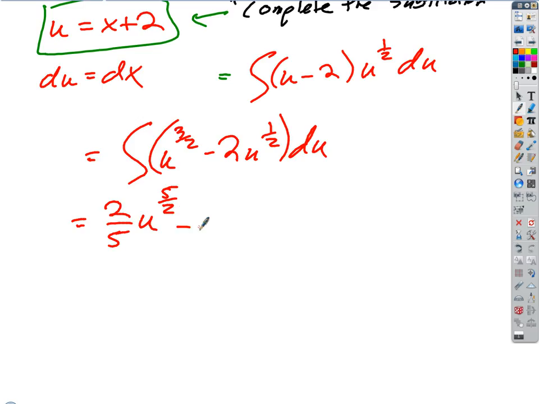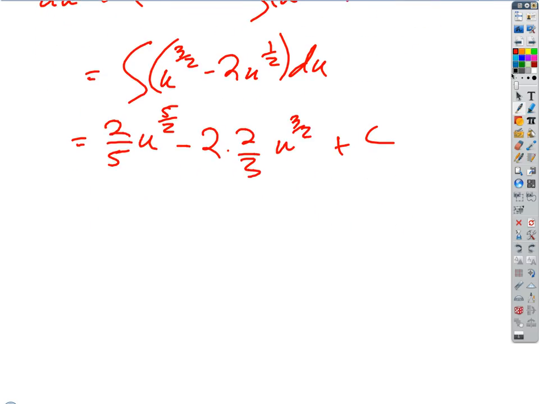Minus, I can leave that 2 there if I want. 2 times what? What's the antiderivative of u to the 1/2? u to the 3/2, but 2/3, right? Yeah, 2/3 u to the 3/2. Okay, and plus C. So then if we reverse this, let's make that a 4/3, right?